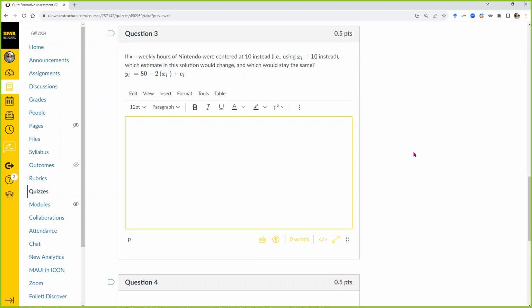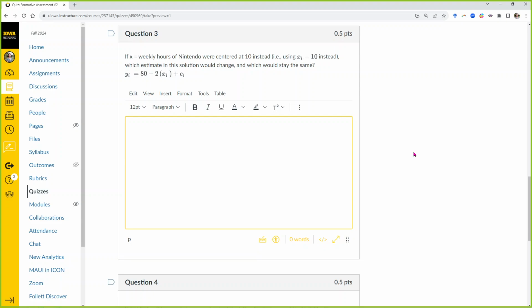Now, my questions are, can anyone tell me why that is? Because the baseline changes, the starting point changes, but the relationship between variables does not change. Thank you. Yes, that is spot on.